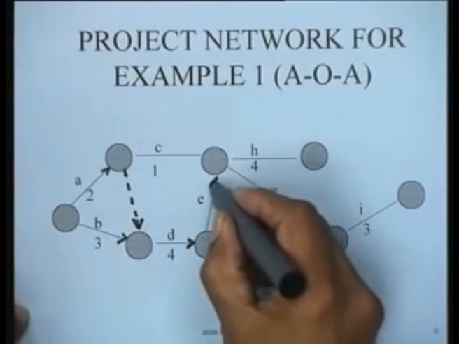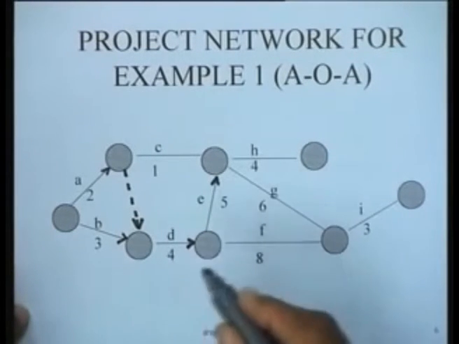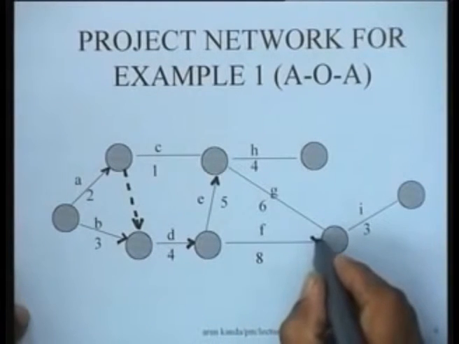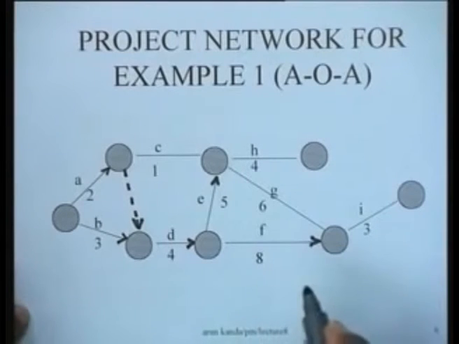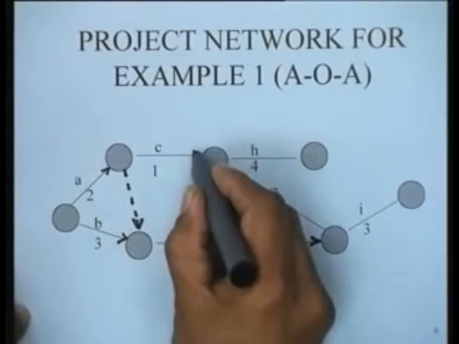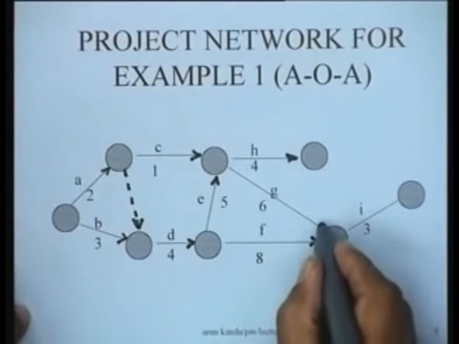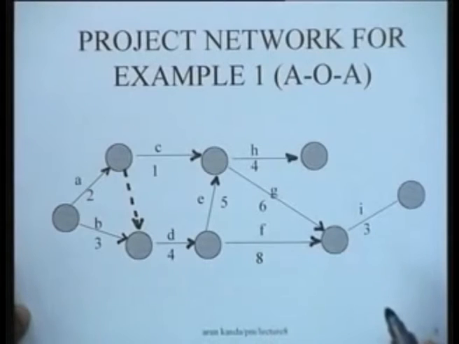Activity E has predecessor D as shown here. Activity F also has predecessor D, so activity F is shown here. Then activities G and H both have predecessors C and E. So, C and E are the predecessors for both G and H as shown here.